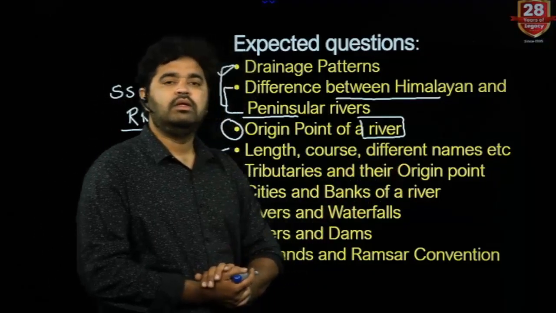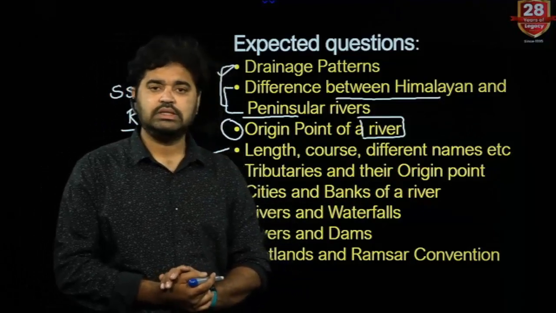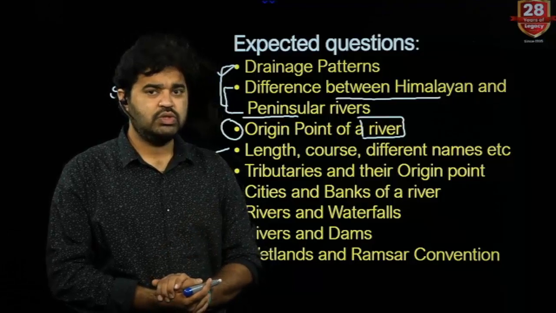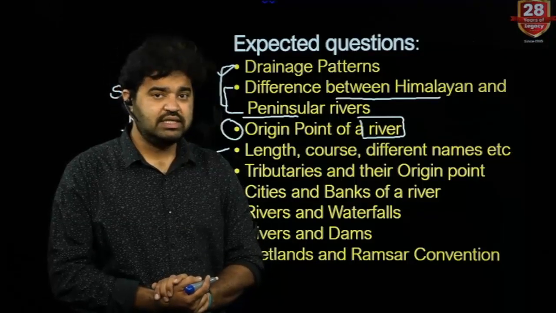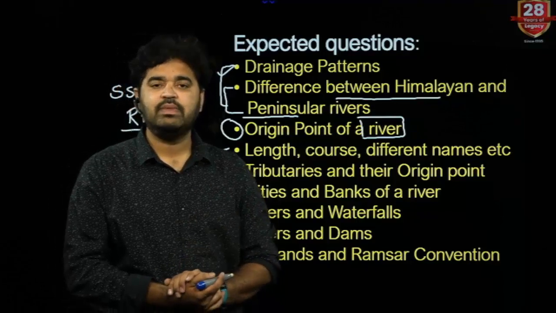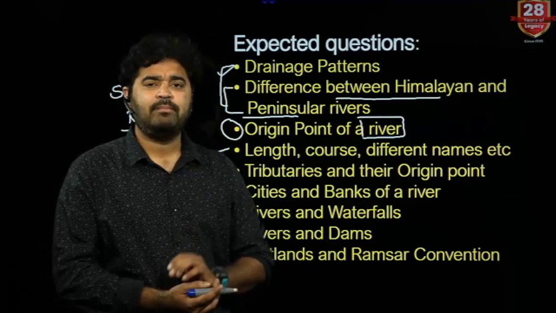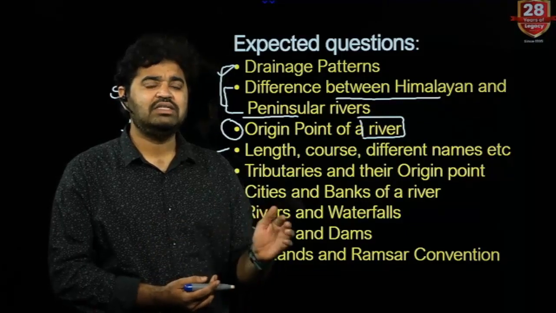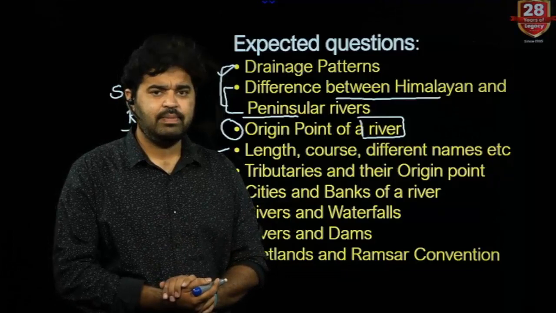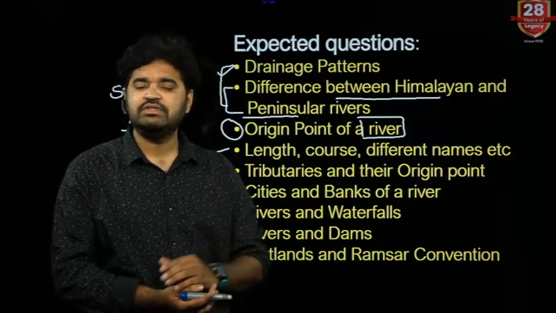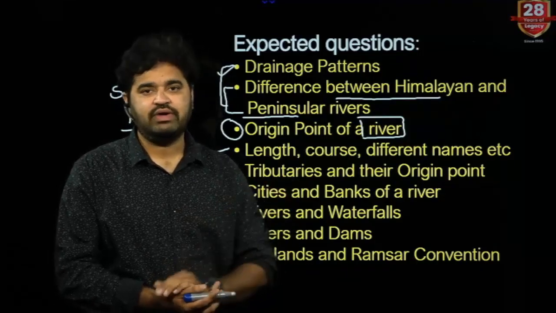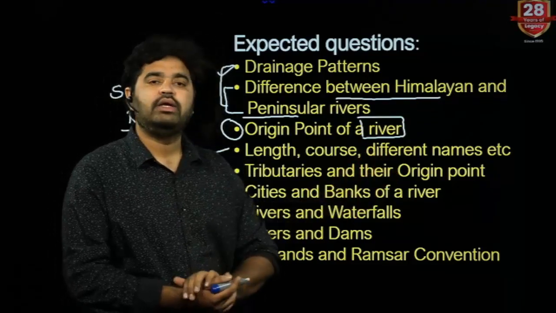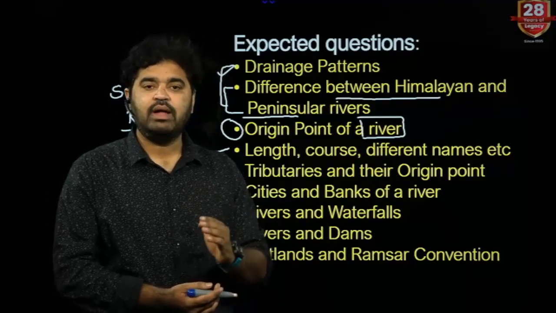Different names. In India, we have some rivers like Ganga, Brahmaputra and Indus. However, these rivers also flow through other countries. In other countries, these rivers are known by different names, or in that particular region, that river has a different name. For example, Ganga, Brahmaputra, Indus. These rivers have different names in different countries. We have to focus on that also, because from that point we can expect questions on different names of a river.